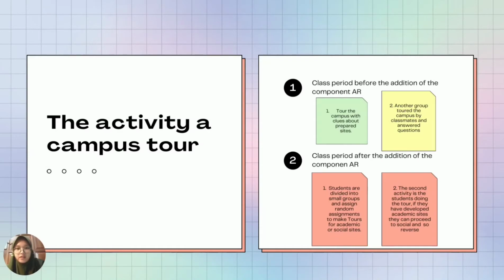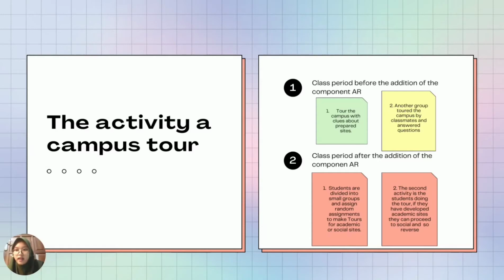Class period after the addition of the AR component. It was a Wikitude application that had a problem because of technical difficulties, so it was decided to make the AR component of the tour a follow-up activity. After the addition of the AR component is the mid-class period.